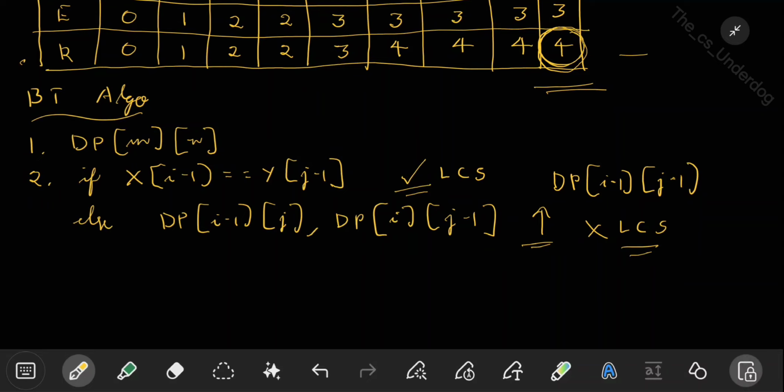What is the next step now? So you have to repeat this. Repeat this step until you reach dp of 0, 0. That is when you know you have to stop. But is the job done?